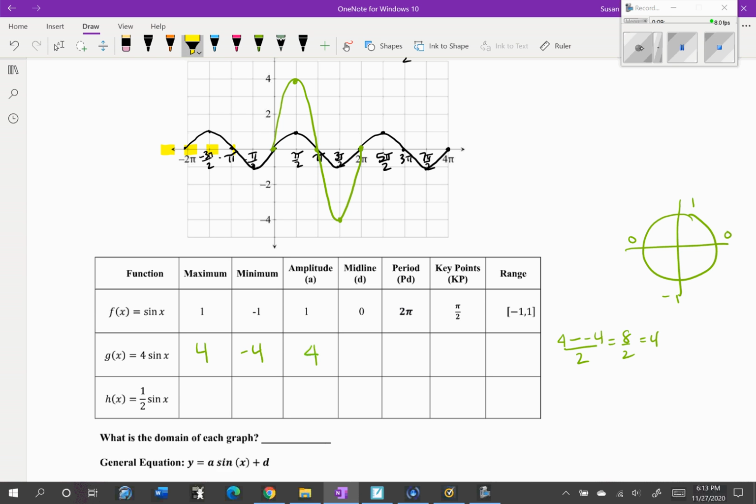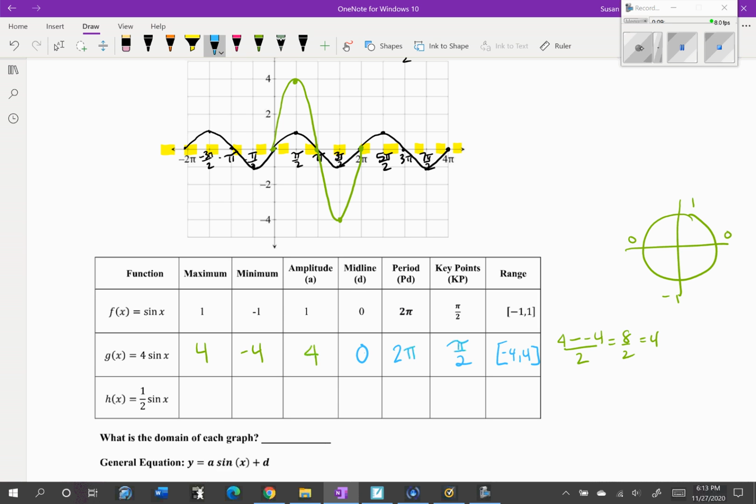The midline's the average. So if you take your maximum plus your minimum divided by 2, you get 0. The period's still 2 pi, and the key points are still pi over 2, and the range now is from -4 to 4. So that was the only thing that we changed, that range value.